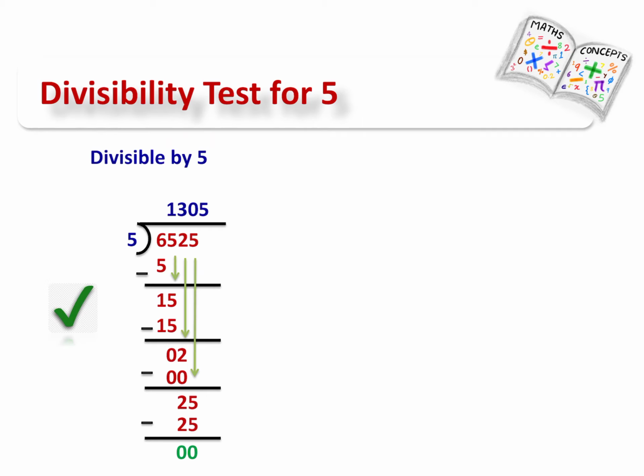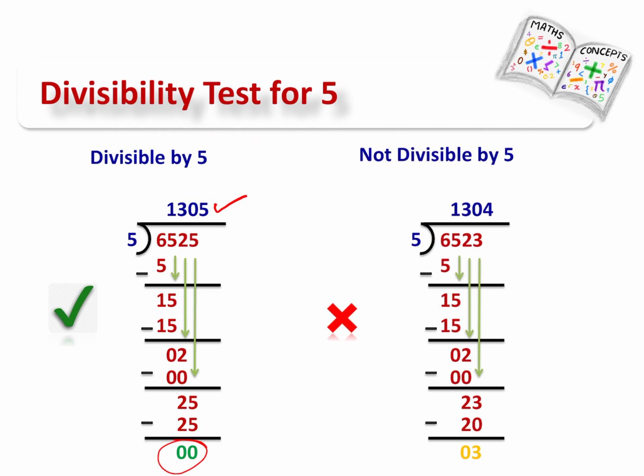6525 divided by 5 gives us quotient 1305 and remainder 0. Now the next number does not end with 0 or 5, and our divisibility test says that it should not be divisible by 5. Is that true? Yes, definitely, because we get quotient 1304 but remainder 3, which means it is not completely divisible by 5, and this validates our divisibility test for 5.